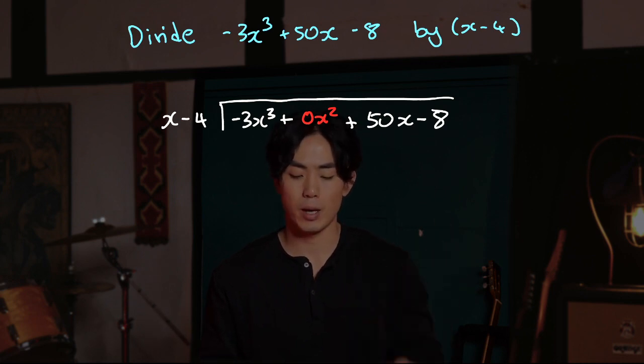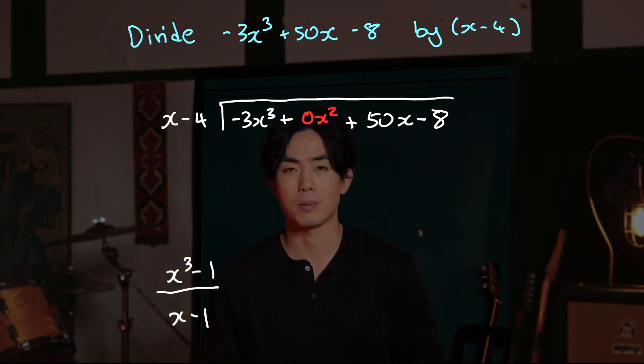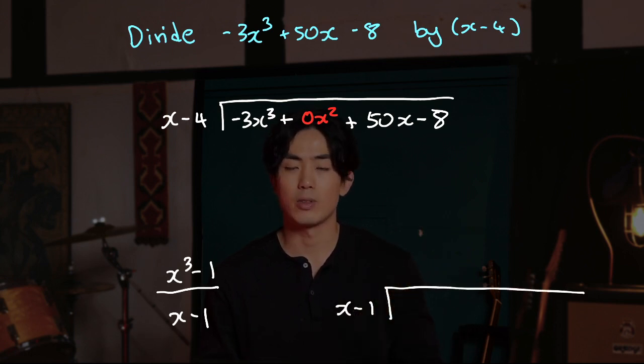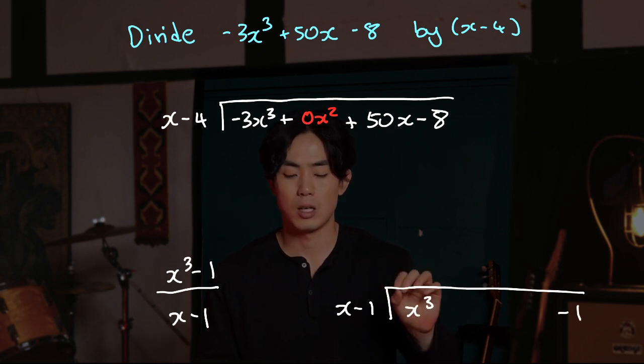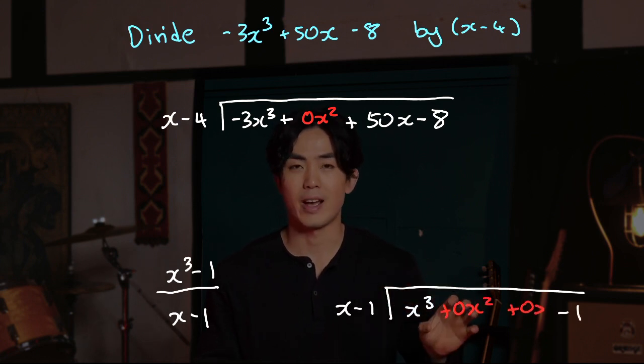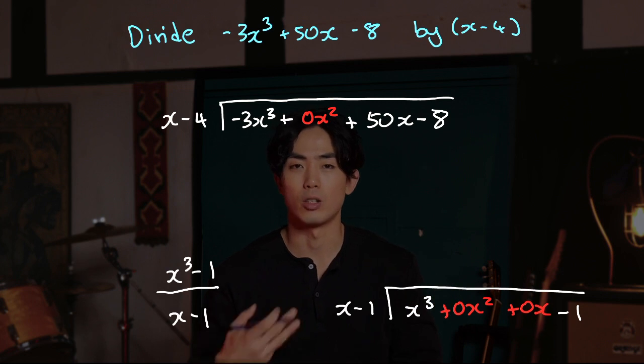So if I had this example here, x cubed minus 1 over x minus 1, if I write the long division out, I have x minus 1 and I'll divide it. You can see there's no x squared term and there's no x term either. So I have to just say x cubed plus 0x squared plus 0x minus 1 and then go ahead and do the long division. So this is very, very important when it comes to long division or algebraic division. You have to include these terms if they are missing from the original polynomial. Anyway, let's go back to the original one.